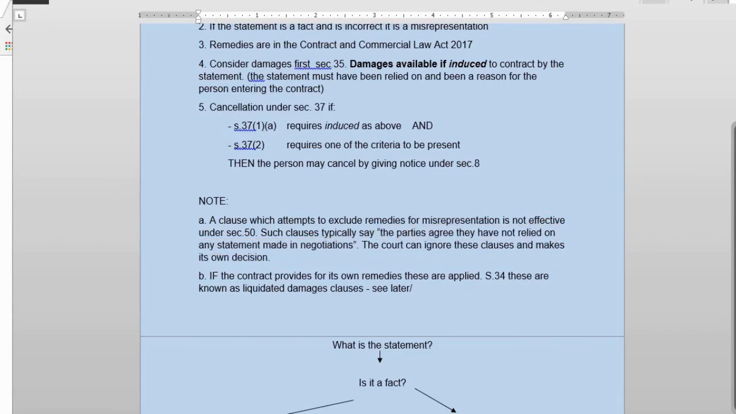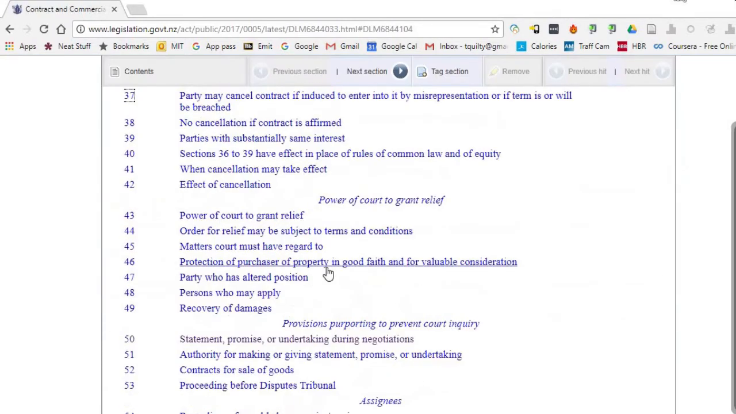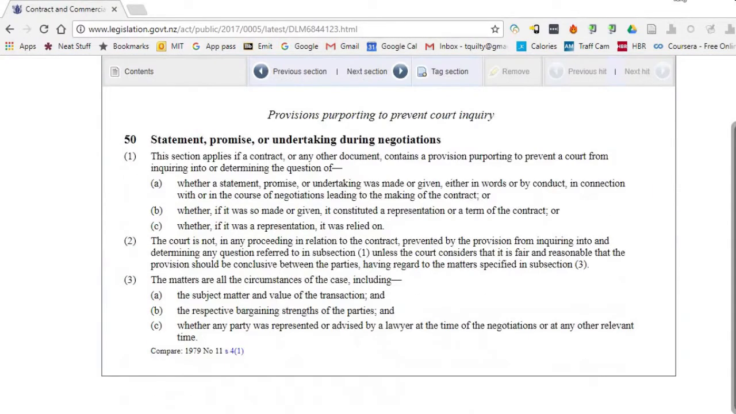Now the reality of this is the courts don't like these terms. So they have a section 50 which specifically covers the question of having a provision purporting to prevent the court inquiring into and determining whether a misrepresentation or representation was relied on. So that's exactly what we're talking about with that example. And what it says is the court is not prevented unless the court considers it fair and reasonable.